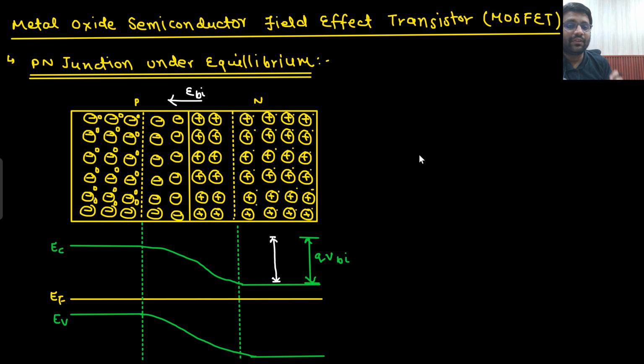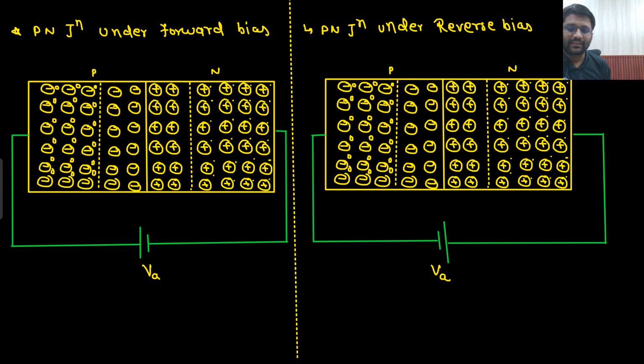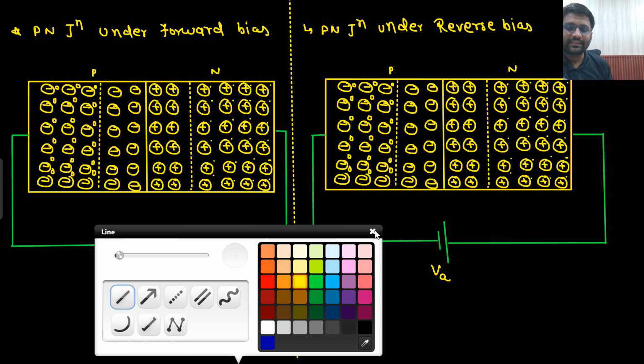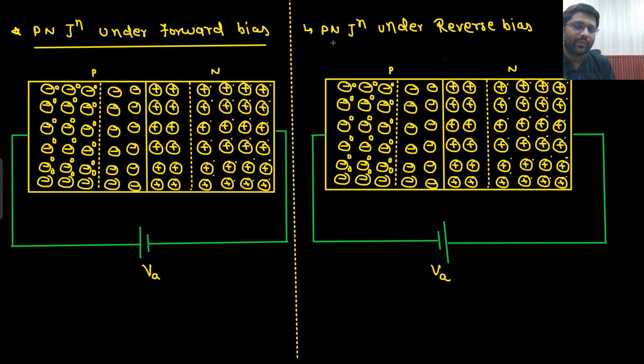Now what we do is give it some bias. There are two kinds of bias, forward bias and reverse bias. What is the meaning of forward bias? The meaning of forward bias is that P should be connected to positive and N should be connected to negative. And what is the meaning of reverse bias? Sir, P should be connected to negative and N should be connected to positive. Okay, so this is the meaning of reverse bias.